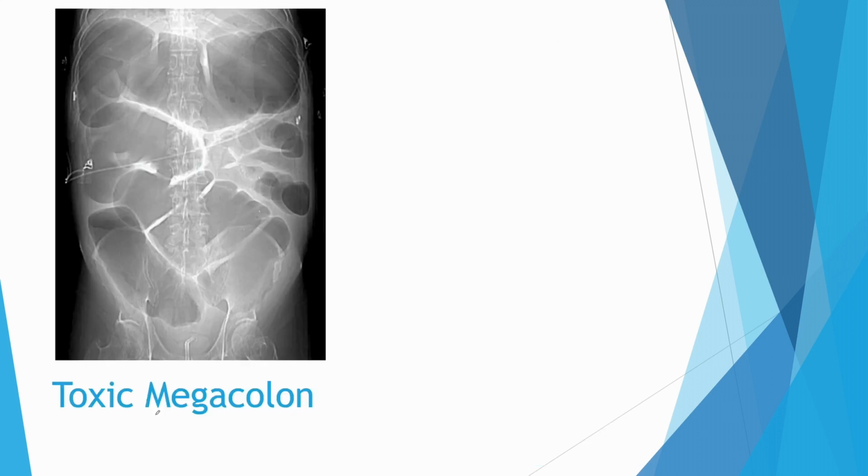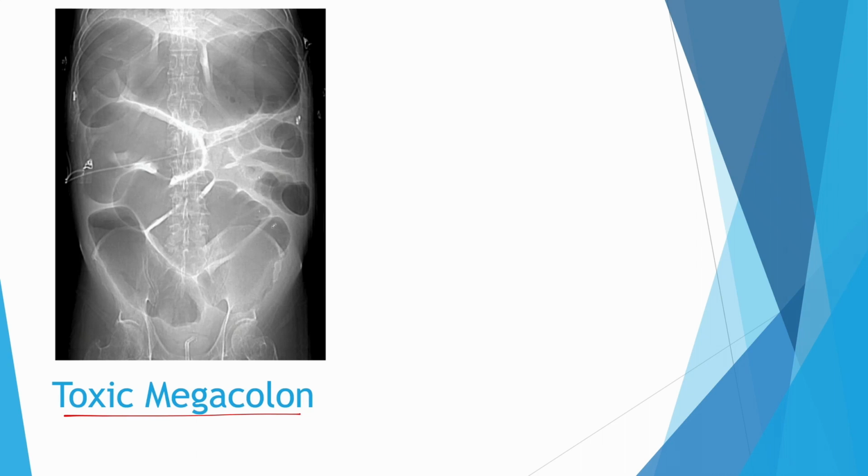So moving on, we're going to talk about toxic megacolon, which is a severe complication in patients mainly with ulcerative colitis, although it can happen in Crohn's disease. It can also happen in patients with C. diff colitis.